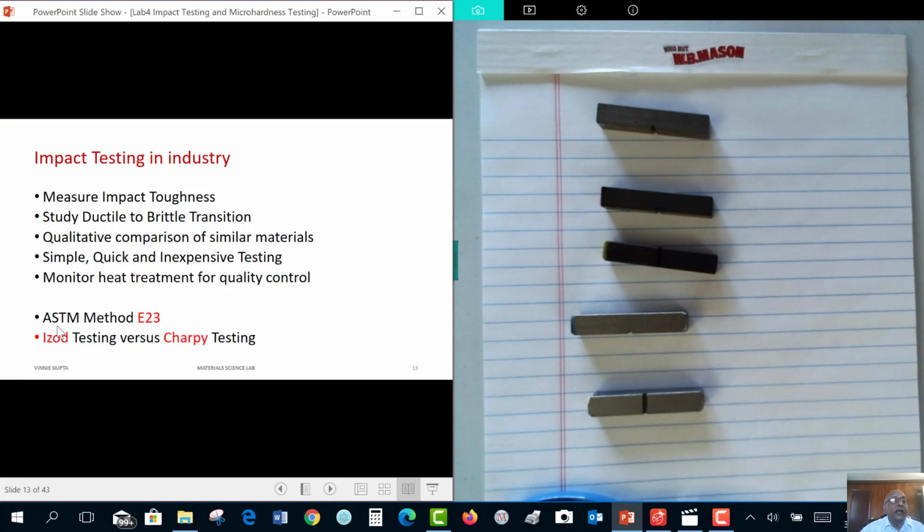The applicable ASTM method is E23. Please download it from the library and study it. We are going to talk about two kinds of testing, Izod testing and Charpy testing. Both are used to measure impact toughness. Izod is much more common in Europe and Canada. Charpy is much more common in the US.